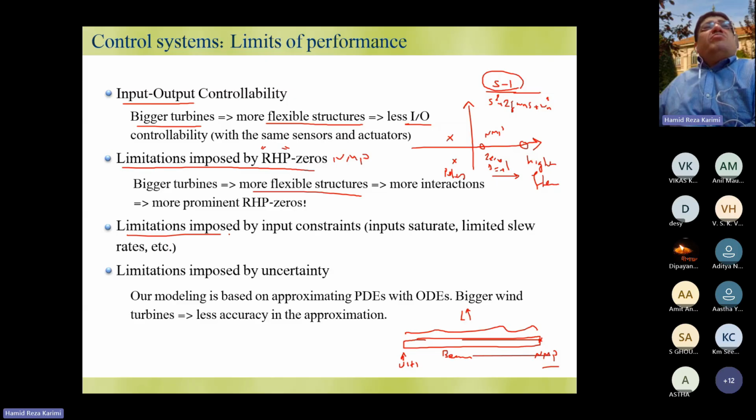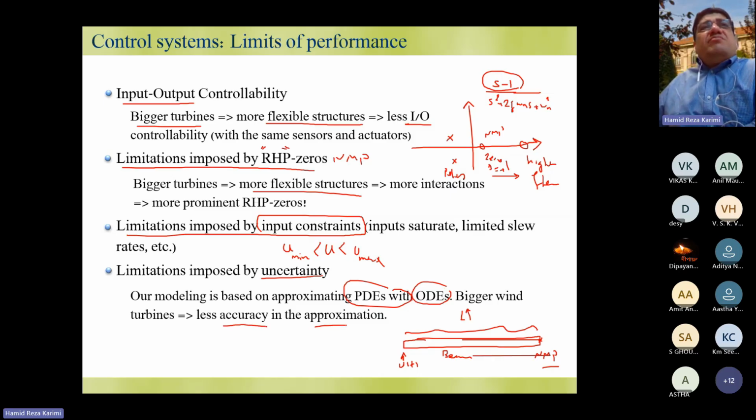Next, limitation imposed by input constraint. As we discussed today, the control signal is between u min and u max. So how do we handle this? Then limitation by the uncertainty in the modeling. Usually if you move from the partial differential equation to the ordinary differential equation, you always have some issues about the accuracy of the approximation. In total, the uncertainty in the modeling is a challenge.